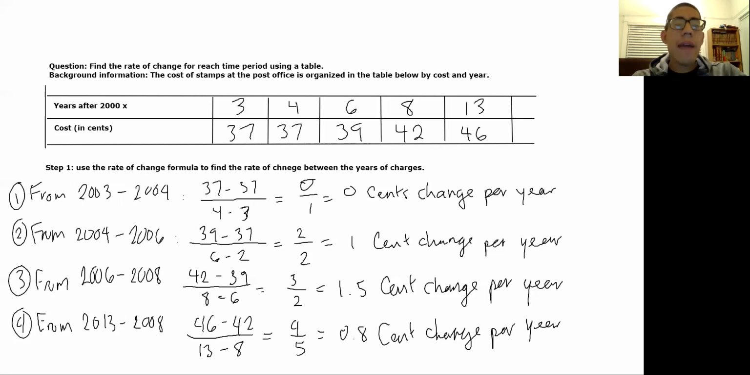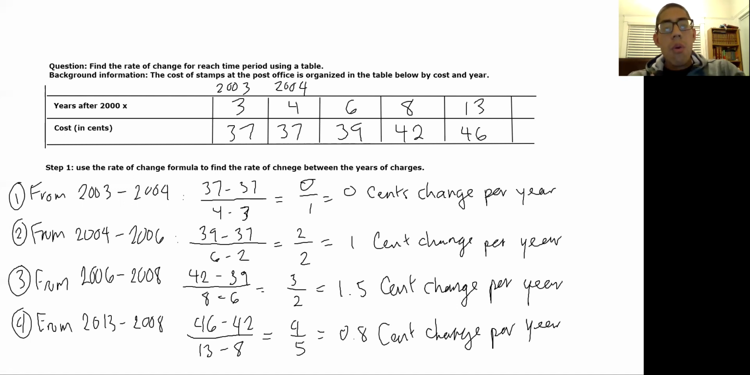In the table I have here, the information's already been organized for you. It says years after 2000, and I put X. The 3 in this case would mean where this is 2003. This would be 2004, and then you just kind of fill in there. The X value in this case tells you what year this is, and the cost below is how many cents it costs to buy a stamp in that year.